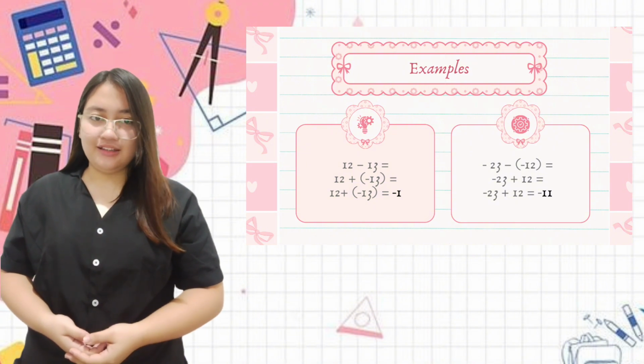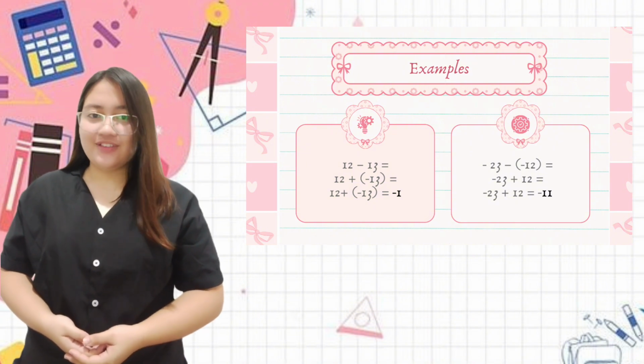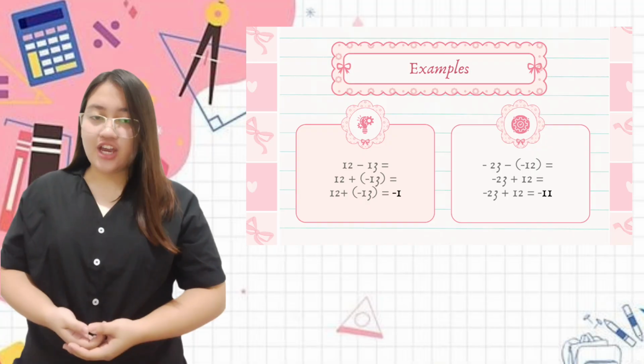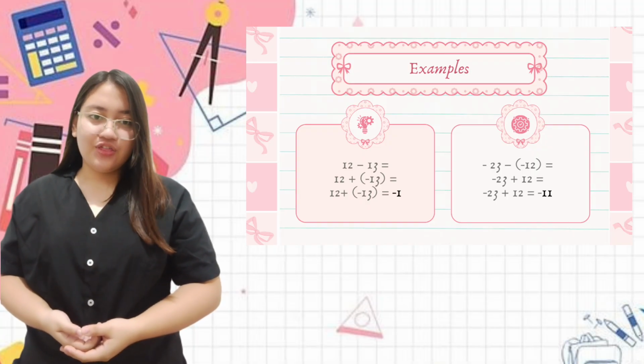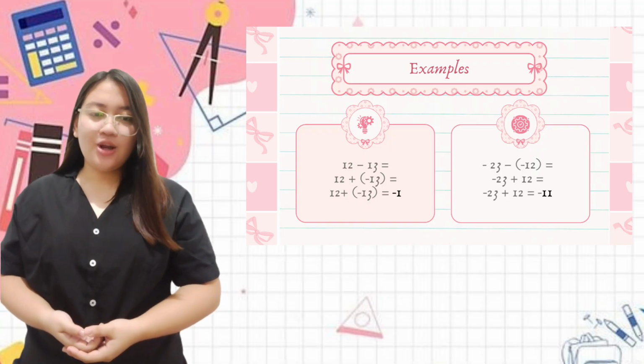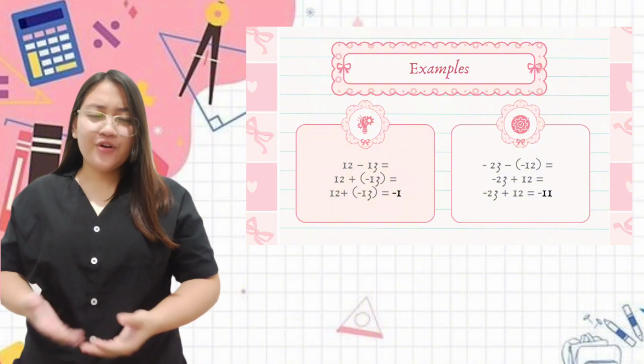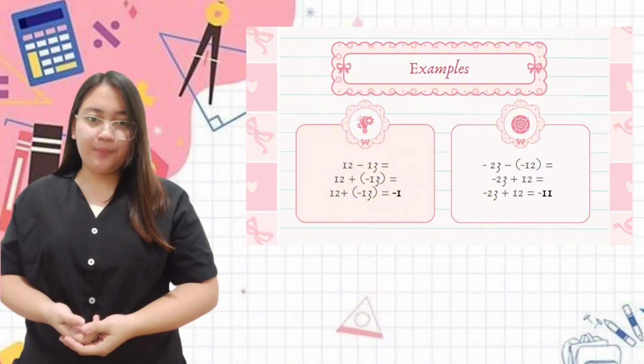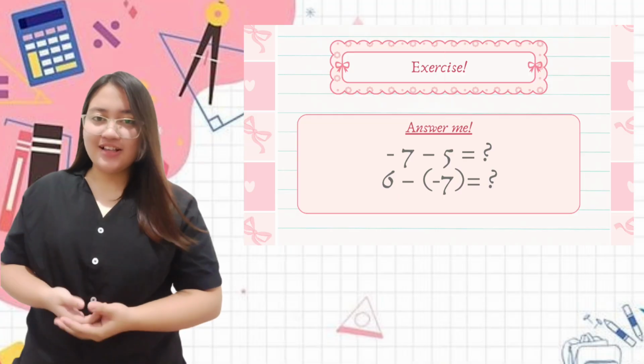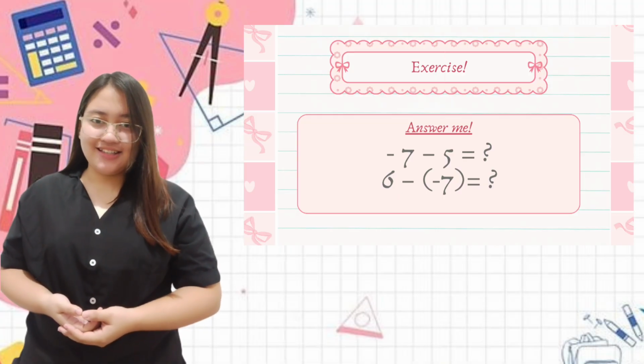12 minus 13. First, keep the 12 the same. Second, change the sign to addition. And third, change the sign of the second number and you'll get the answer. Perform just the same steps on the second example to find the correct answer. Now, it is your turn to answer the following exercises.